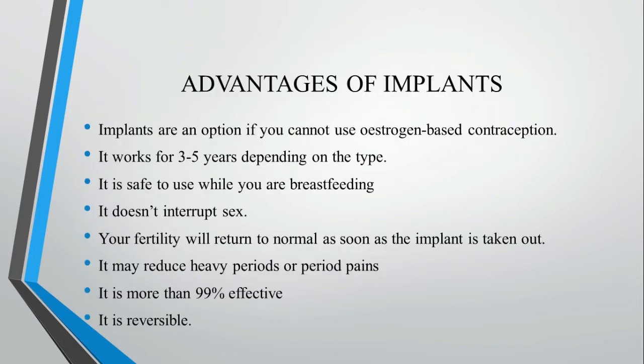Advantages of implants include: implants are a very good option for women who cannot use the estrogen-based contraceptive. It works for 3 to 5 years depending on the type, and it is safe to use while you are breastfeeding, and it does not interrupt sex. Your fertility will return to normal as soon as the implant is taken out, and it may reduce heavy periods or period pain, and it is 99% effective, and it is reversible. You can easily go back to fertility.